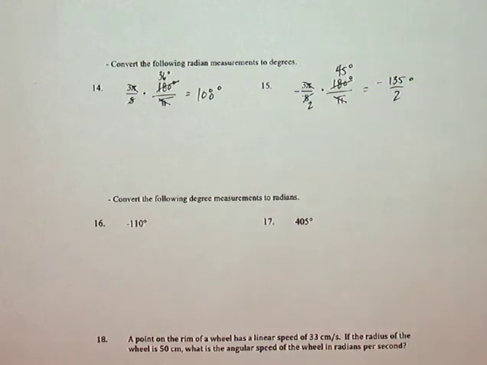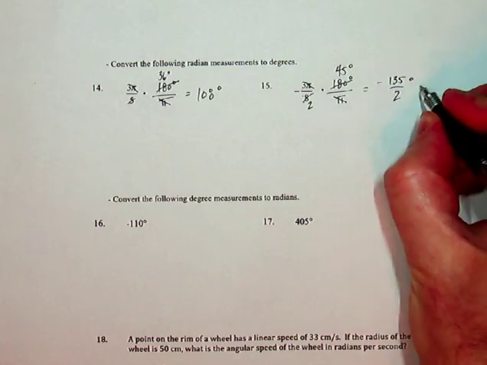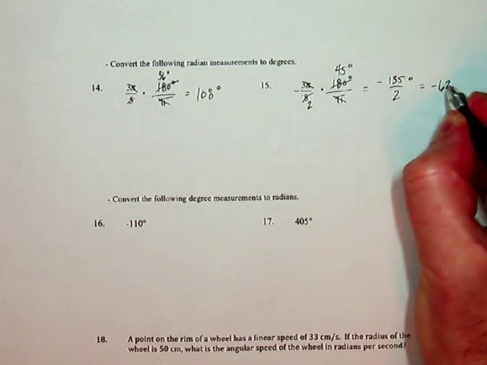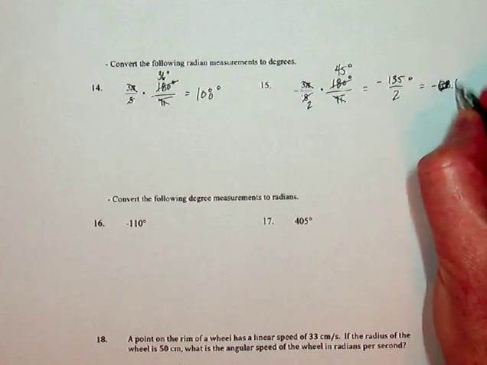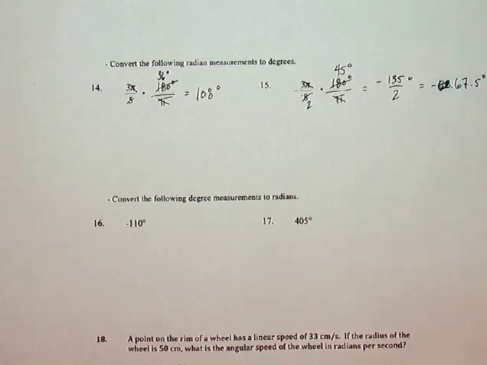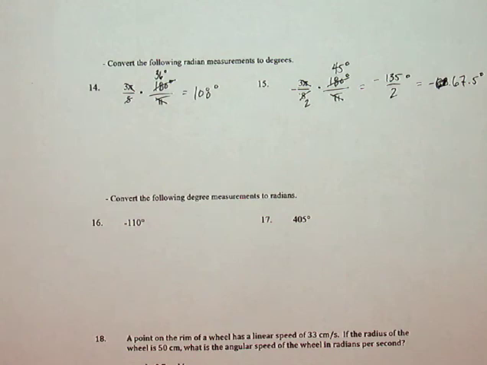And I like improper fractions. I hate mixed numbers, and I don't particularly like decimals either, because people like decimals because they like their calculator. If you just want to leave it like that, that's just fine. If you're curious about what that actually is, it's negative 67.5. Sorry, negative 67.5 degrees. Okay, well, that's easy enough.